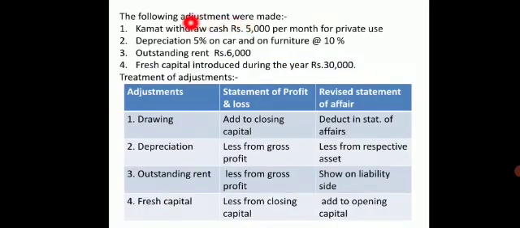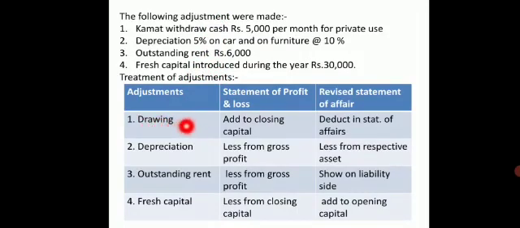Now they have given adjustments for the year that have to be made. Kamath has withdrawn 5,000 cash per month for personal use. Depreciation is 5% on car and 10% on furniture, outstanding rent is 6,000, and fresh capital is 30,000. Then we have the treatment of adjustments. So we have 4 adjustments, and we'll see how each is treated.